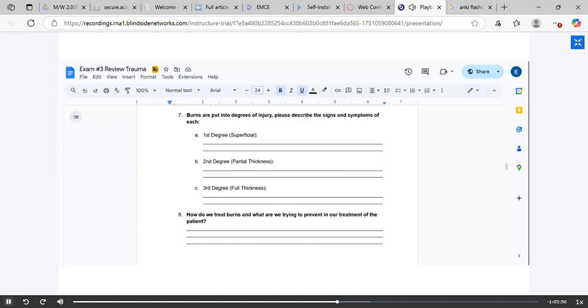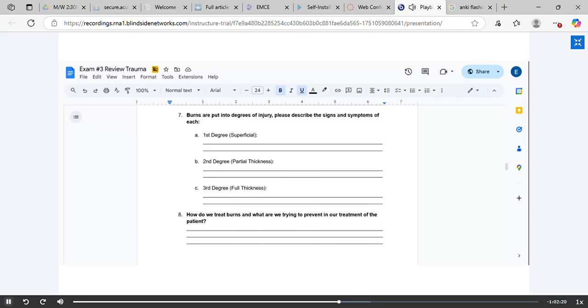So it doesn't destroy the entire thickness of the skin, which we'll talk about as far as third degree, but it is deeper than your first degree. And so typically the skin is going to be moist, mottled, and remember that mottled is that kind of whitish, reddish color, right? Painful, with blisters.